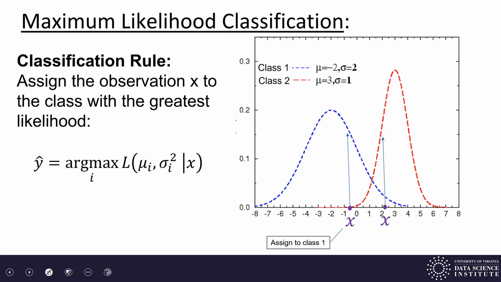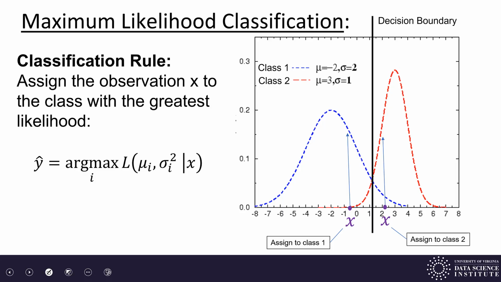Now, if our value is over here at a little bigger than 2, then our likelihood for the red curve is higher, because the probability density function for the red curve at that x is higher, and so we'd assign x to class 2. Our decision boundary is here where the probability density function curves cross. Everything to the left we'd assign to class 1, everything to the right we would assign to class 2.